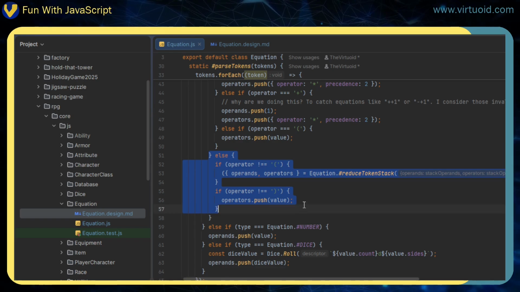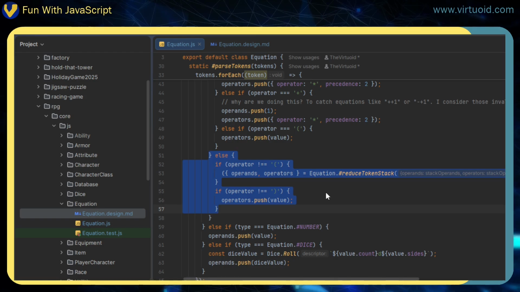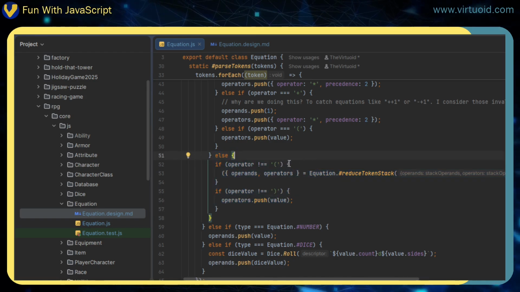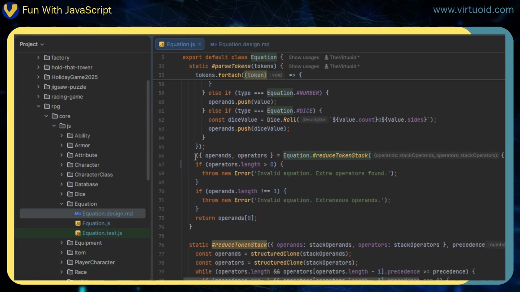All we're really wanting to do here is that if it is not a left parenthesis, we're going to do the reduce token stack. And that's where, when we do the reduce token stack, we're going to take our operator and do the actual calculations. Otherwise, this is really no big deal here. Once we're finished with the tokens, we reduce it one more time because we make sure to get that one operand. If there are any operators left, we throw an error. If there's more than one operand left, we got an error.